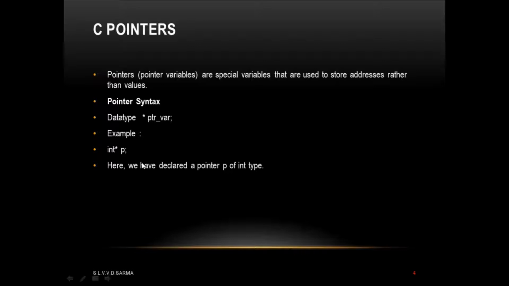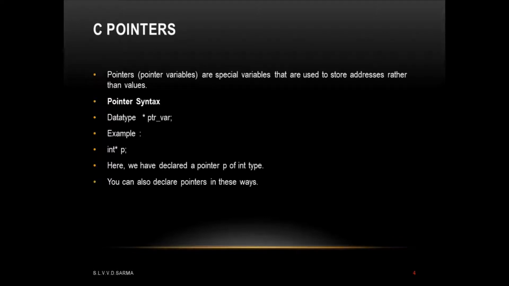Both are the declaration of a pointer variable. Both are valid statements. So here we are going to declare a pointer named p of int type. I already told you that when you declare a pointer variable, the pointer variables hold only the address of a similar data type.